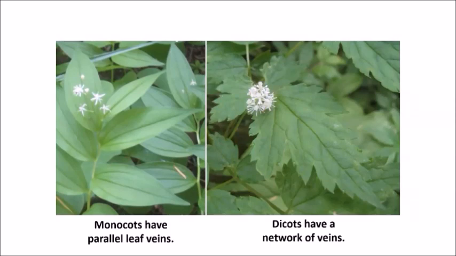Let's see. So monocots have parallel leaf veins. You can see here in this Solomon seal or false Solomon seal on the left that all those veins are running parallel to each other. You don't see any of the cross hatching like you do in the dicots. So this image on the right, you can see that the veins have more of a net pattern to them.